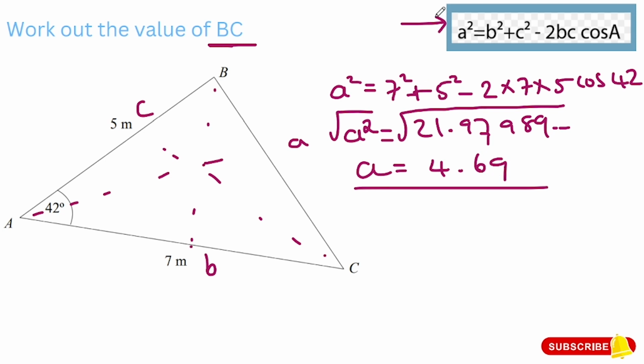So once you know how to use the cosine formula, it's just a matter of substitution. You also do need to know how to label the triangle. So it's as simple as that.